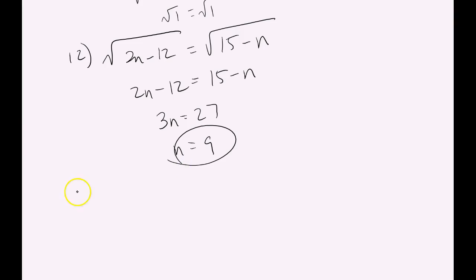Okay, and number 13, that was the fun little word problem type thing. The sum of the digits of a certain 2-digit number is 4. So the sum of the digits of a 2-digit number is 4. When you reverse the digits, you decrease the number by 18. What is the number?